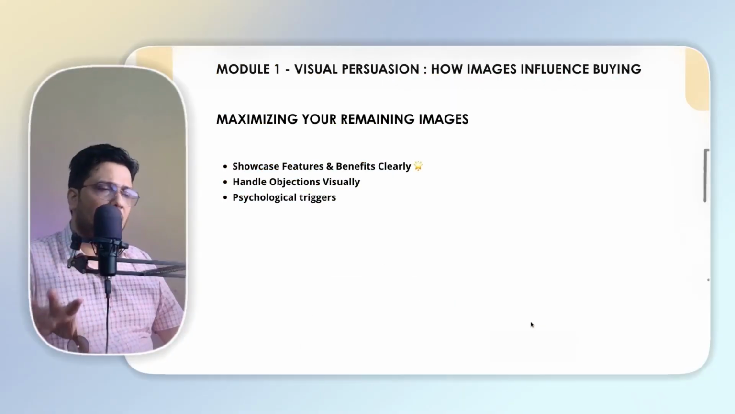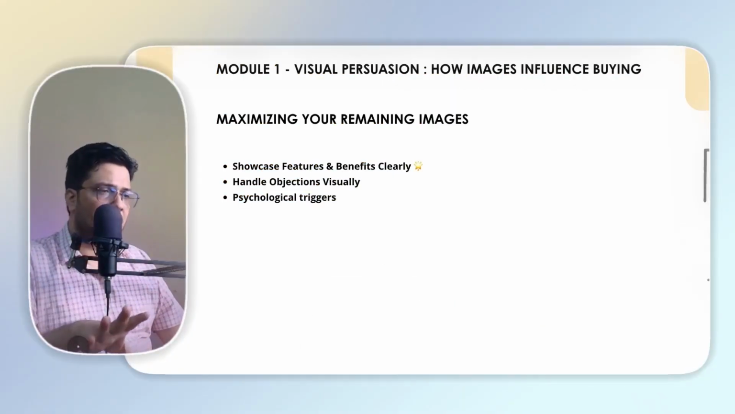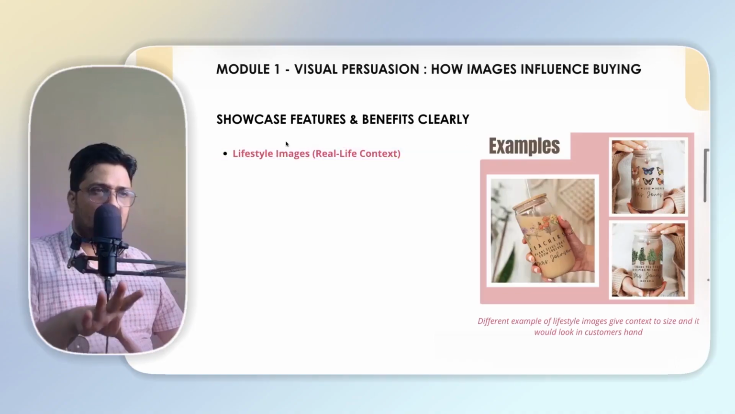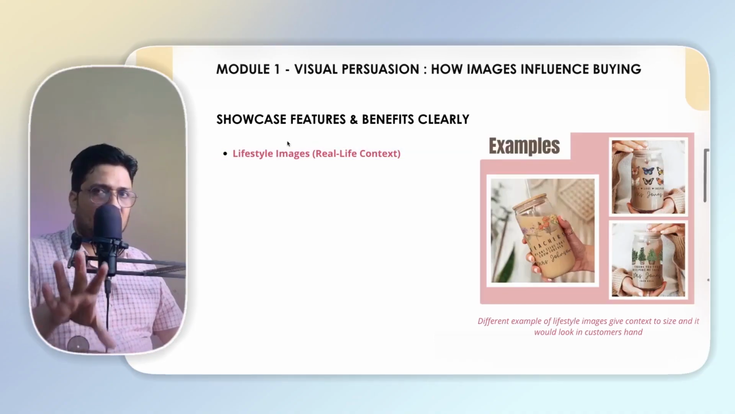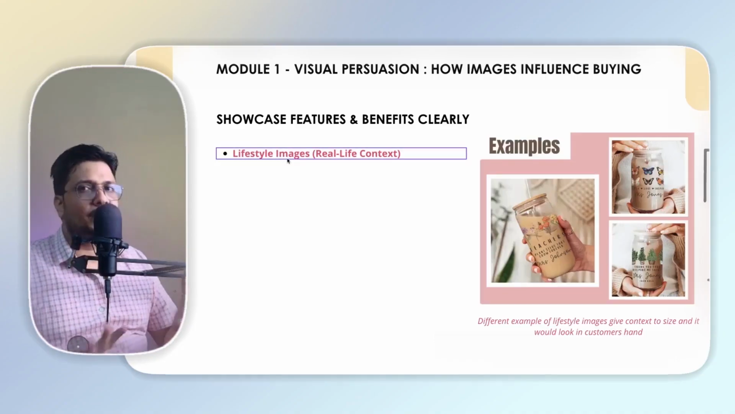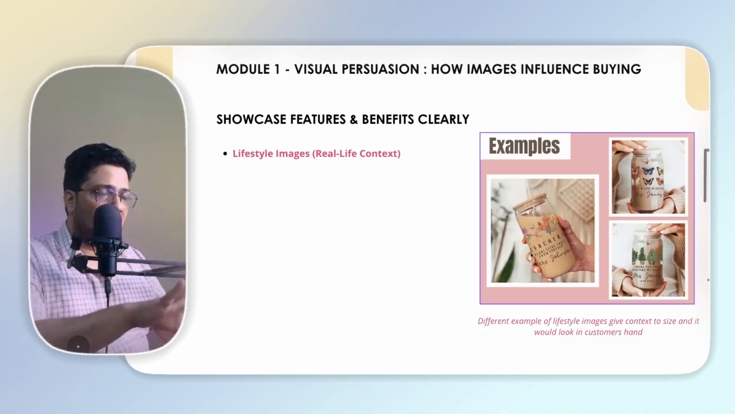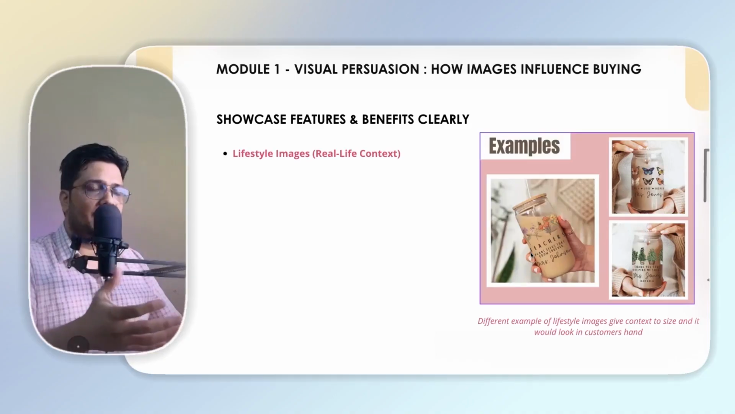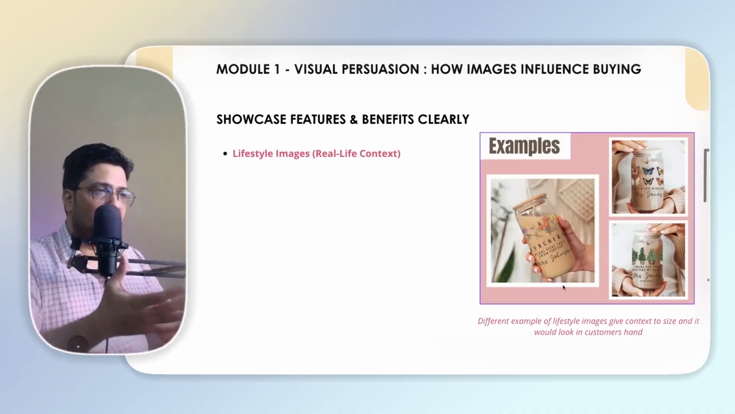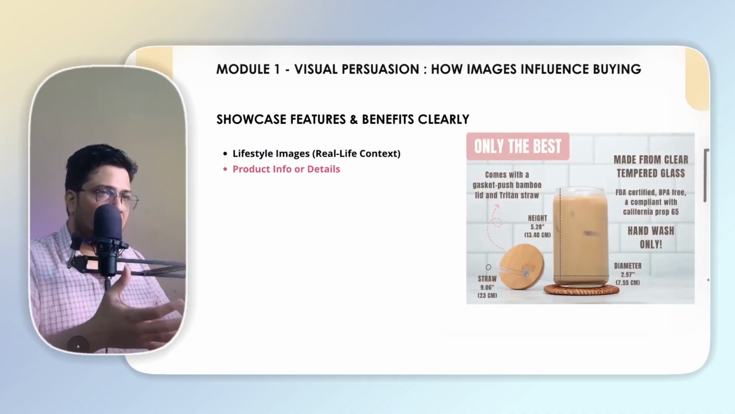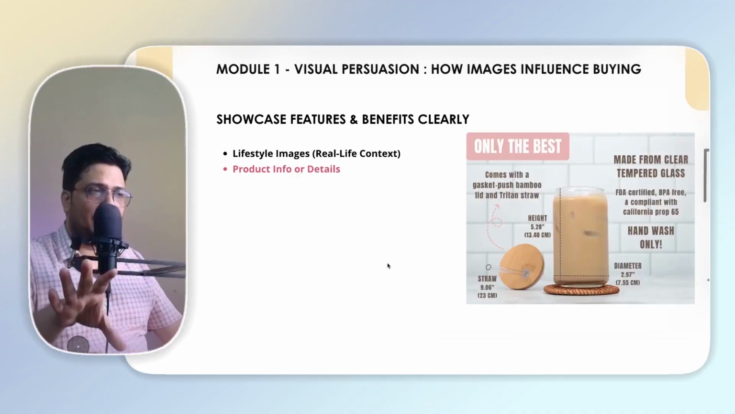Now let us look at some examples that I had prepared for the slides. So, showcase features and benefits clearly. You can use lifestyle images that give real-life context as to how it will appear and what the dimension or size of it is. Different lifestyle images give an exact size of how big the tumbler is here.